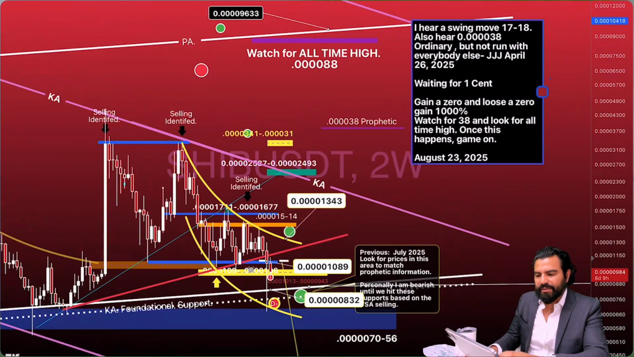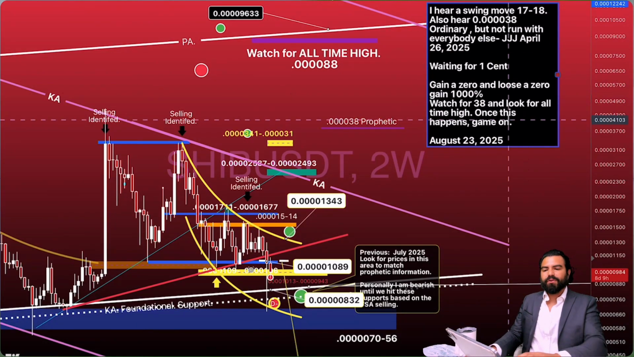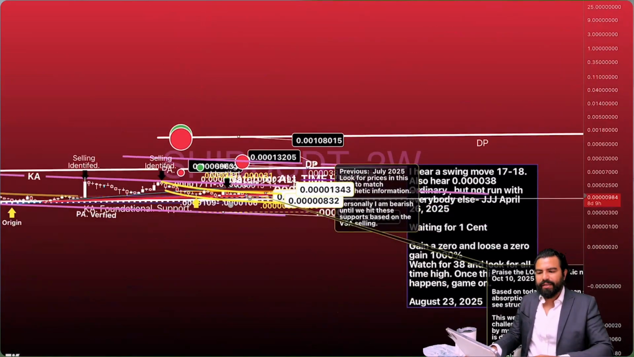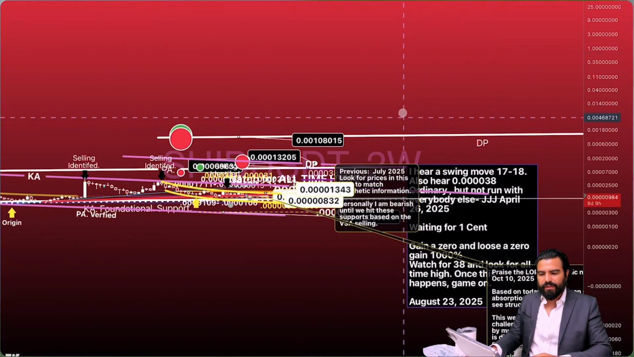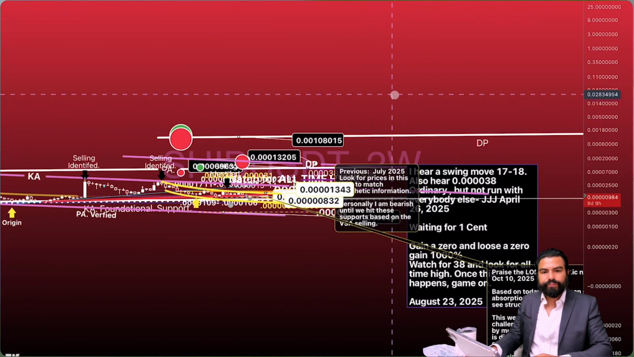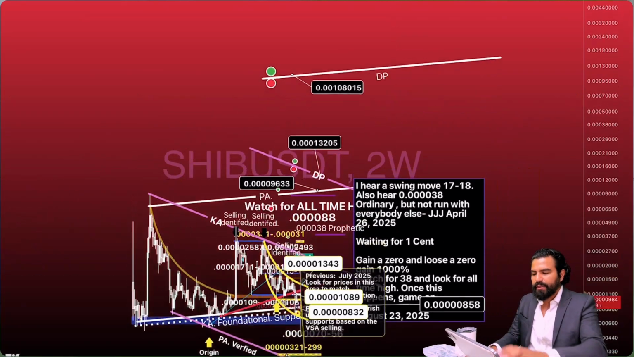Other people, look, Crypto Triple J, waiting for 1 cent. 1 cent is way even higher. But I don't know if it's going to happen this current move. 1 cent is about right there. It's very possible. All right.